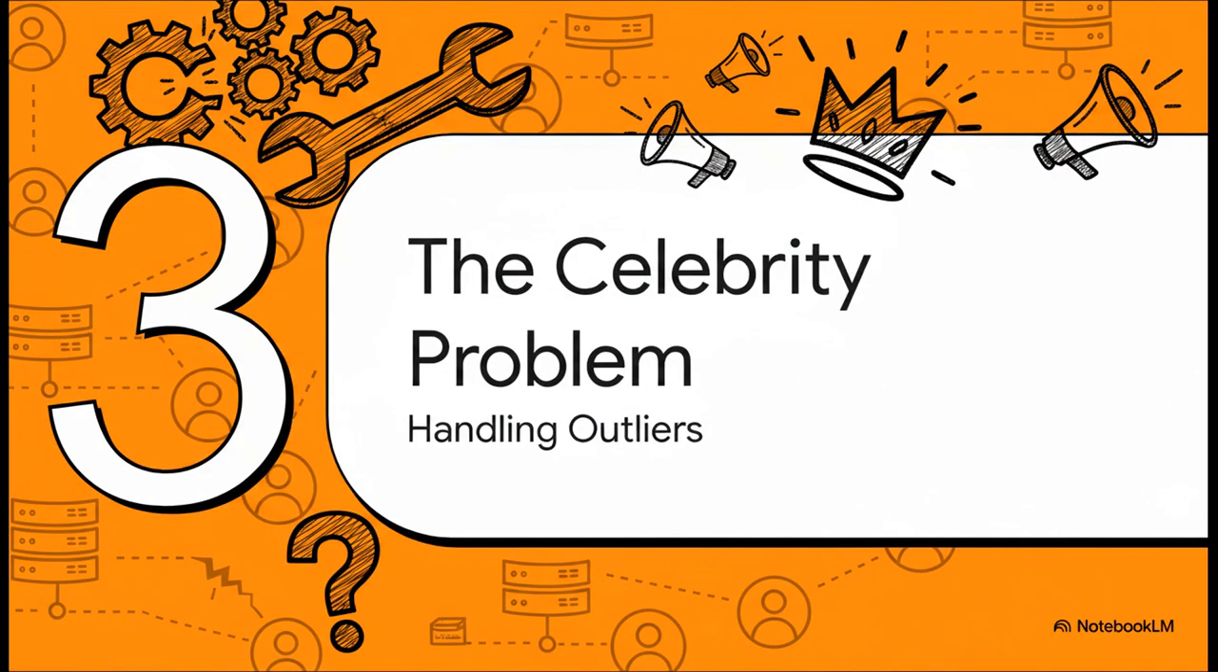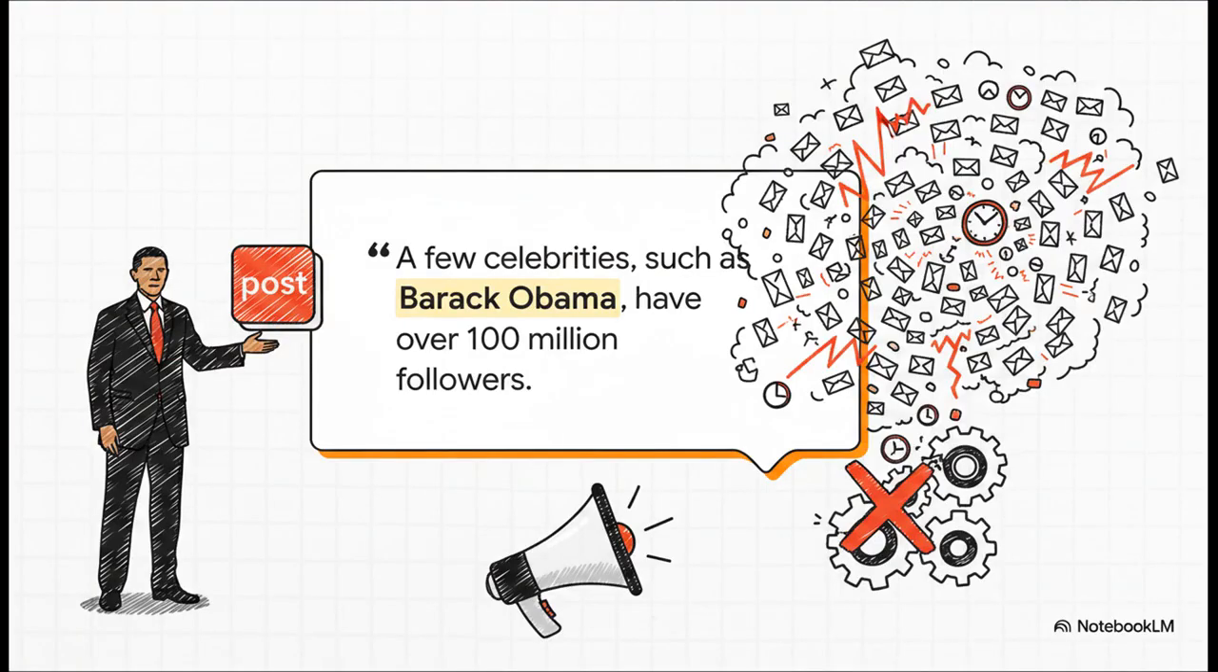Which leads us to our next hurdle, the celebrity problem. Because just when you think you have a perfect, elegant architectural solution, reality throws a massive wrench into the gears. The fan-out model works beautifully for the average user with around 200 followers. But what happens when a user like Barack Obama with over 100 million followers hits post? If we use our standard fan-out system, the architecture suddenly has to generate 100 million copies of that single post and drop them into 100 million different mailboxes at the exact same time.